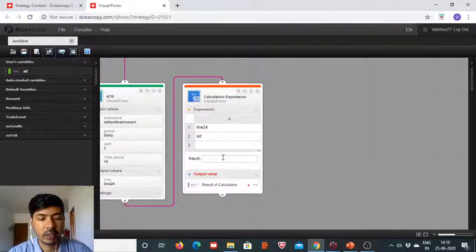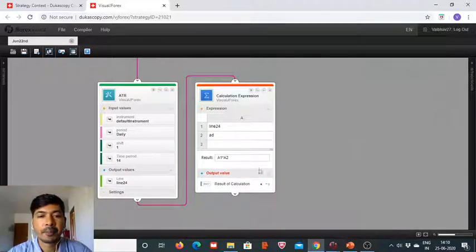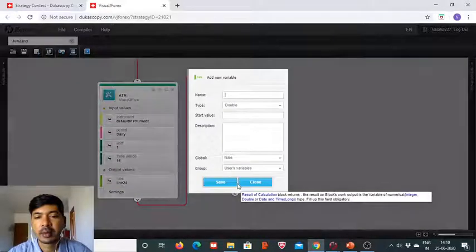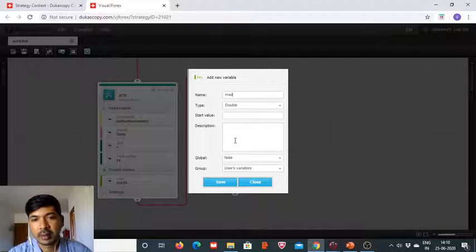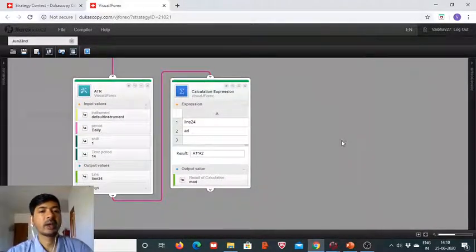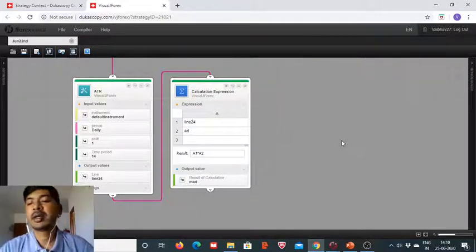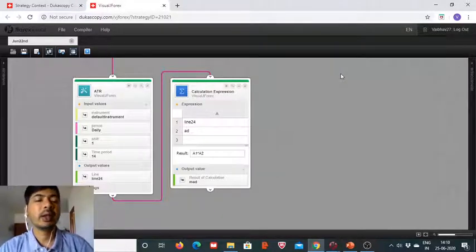and it will be a1 into a2, and this will be minimum ATR difference, MAD. Mad. Okay, so we have got the condition in place for defining the minimum volatility.